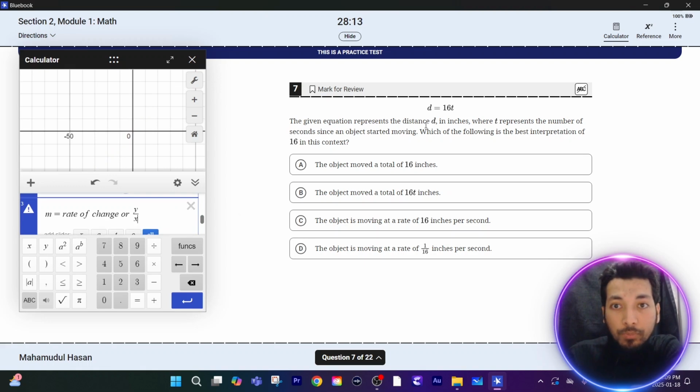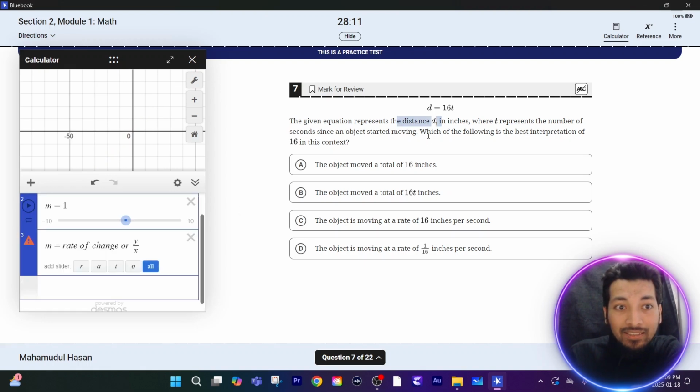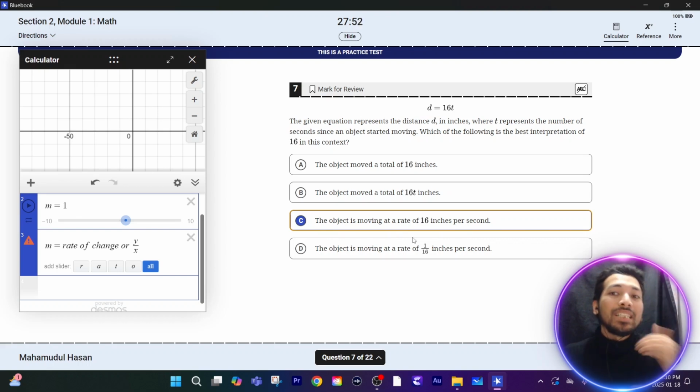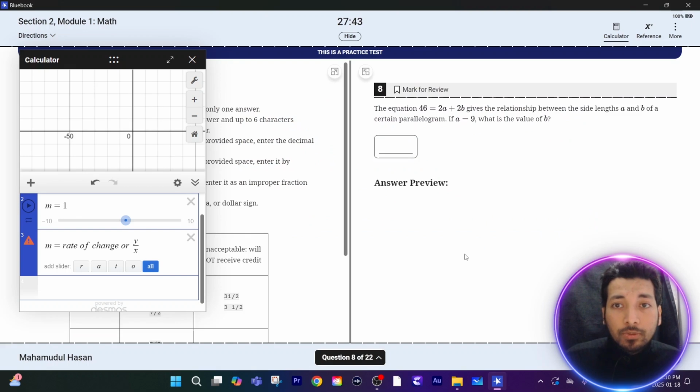So y is representing the distance and the x is representing the time. We can explain this 16 as distance over time. So the object is moving at a rate of 16 inches per second. That's the best representation, or that's the best interpretation of this equation. Perfect. Let's move on to this problem.